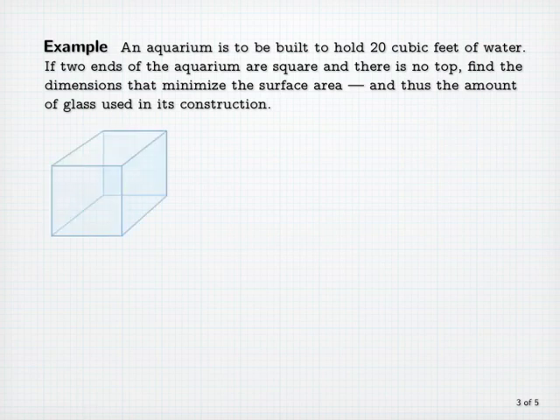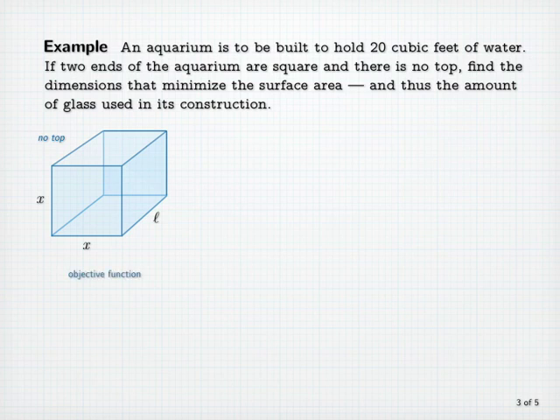Let's start with a simple figure. We have a box with no top. The front and back ends here are square. Let's let x be the width of the base as well as the height, since the ends are square, and let's let L be the length of the aquarium. Since we want to minimize the surface area, that will be our objective function.